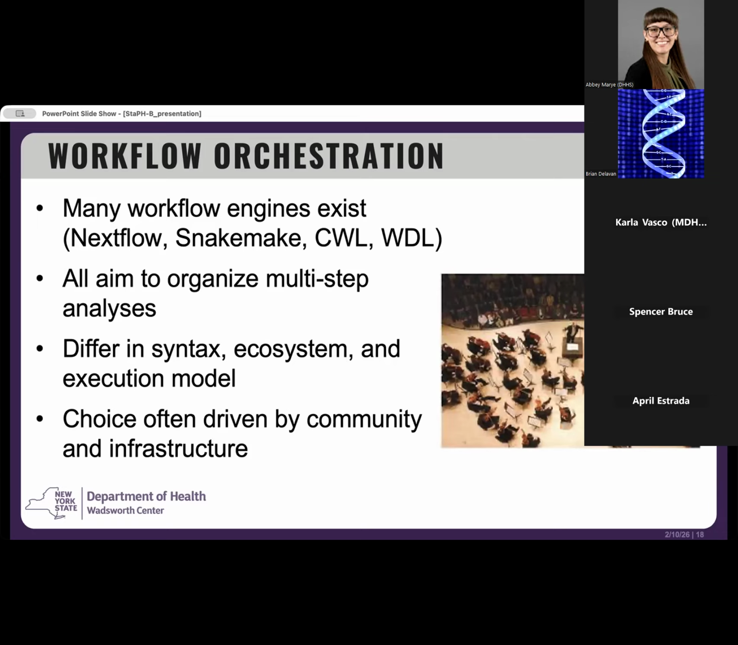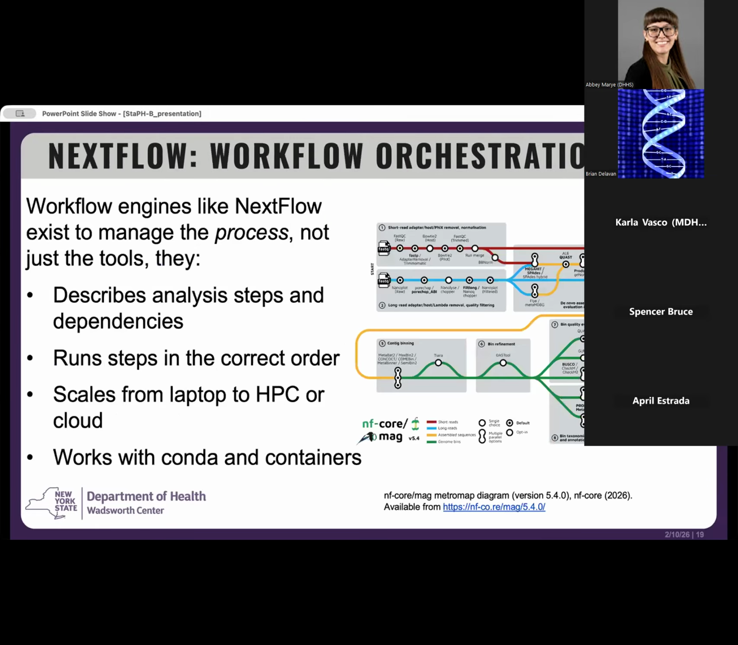In practice, the choice of workflow engine is often driven by community adoption and infrastructure. If your collaborators, pipelines, or platforms already use a particular system, that often becomes the deciding factor, right? So the one that we use here, that I'm going to talk about in the next slide, is Nextflow. And I think this is what most people who use this type of orchestration for bioinformatics use. There are other options out there, but this is what I know best, so this is what I can speak to. So workflow engines like Nextflow are not about managing individual tools, they're about managing the process.